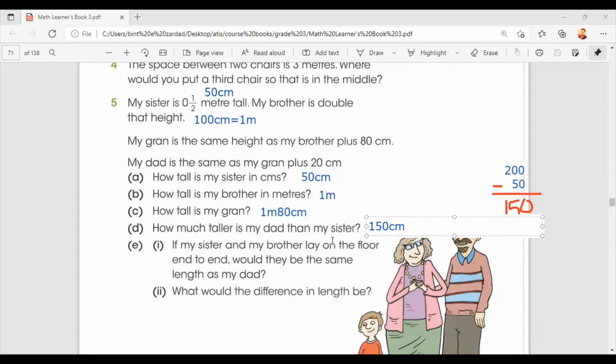How much taller is my dad than my sister? 150 centimeter. If my sister and my brother lay on a floor end to end, would they be the same length as my dad? Okay, my sister 50 and my brother 100, so 150, and my father is 200. So we can obviously say no.